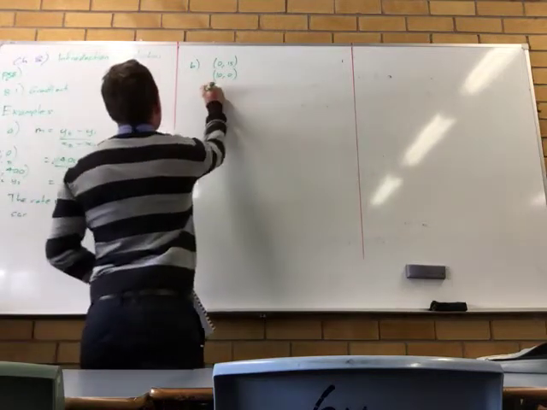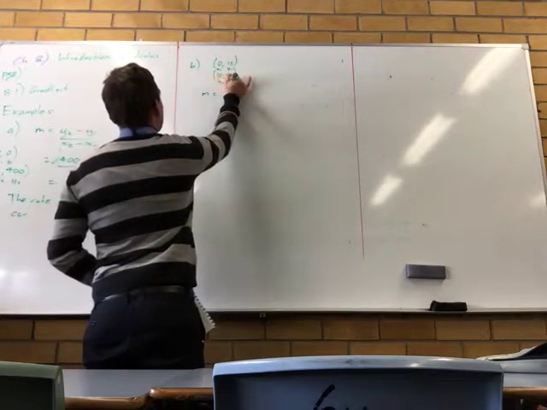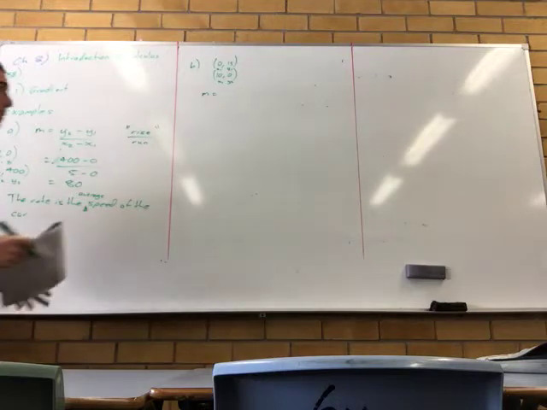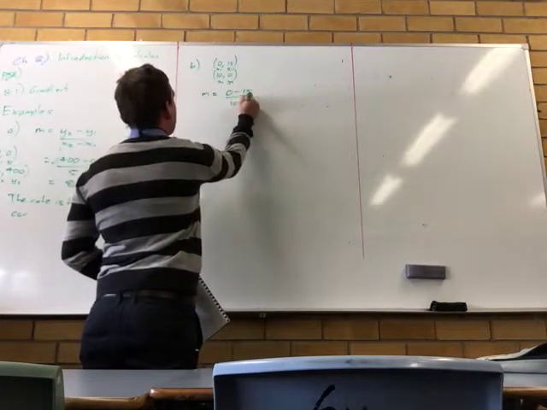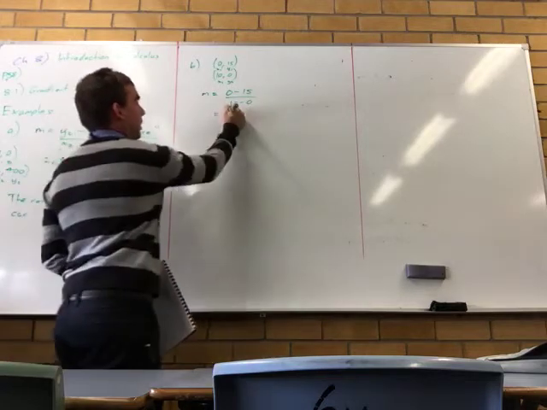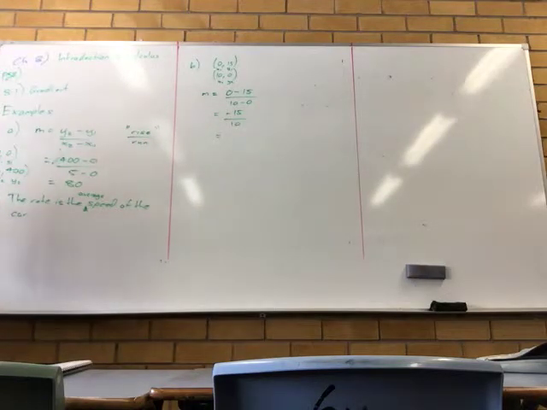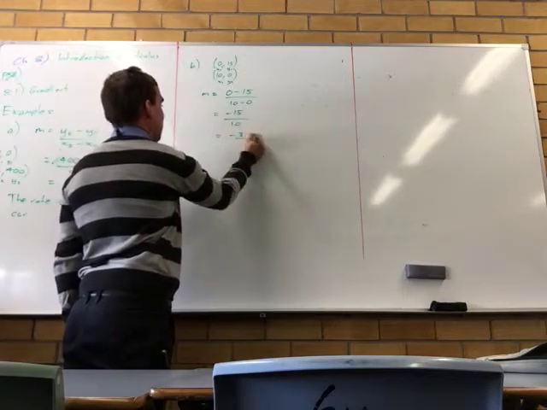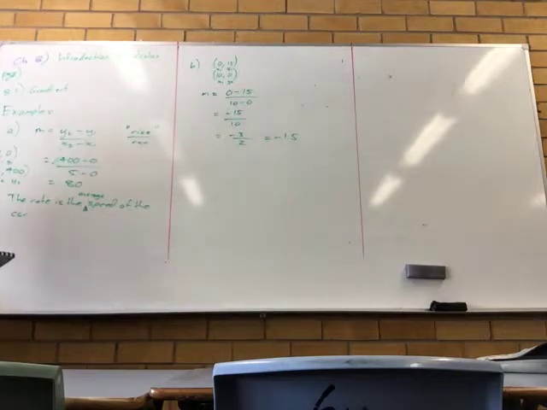Alright, so the gradient, it doesn't really matter, let's go x1, y1, x2, y2. Technically, that should be called t2, t1, and n2, n1, but we'll look past that for the time being. That's 0, take away 15, over 10, take away 0. So we have negative 15 on 10. Remembering, we always have fractions simplified down to simplest form. We have factors of 5, so we've got negative 3 over 2, which is the same as negative 1.5. So we have found the gradient of that line.